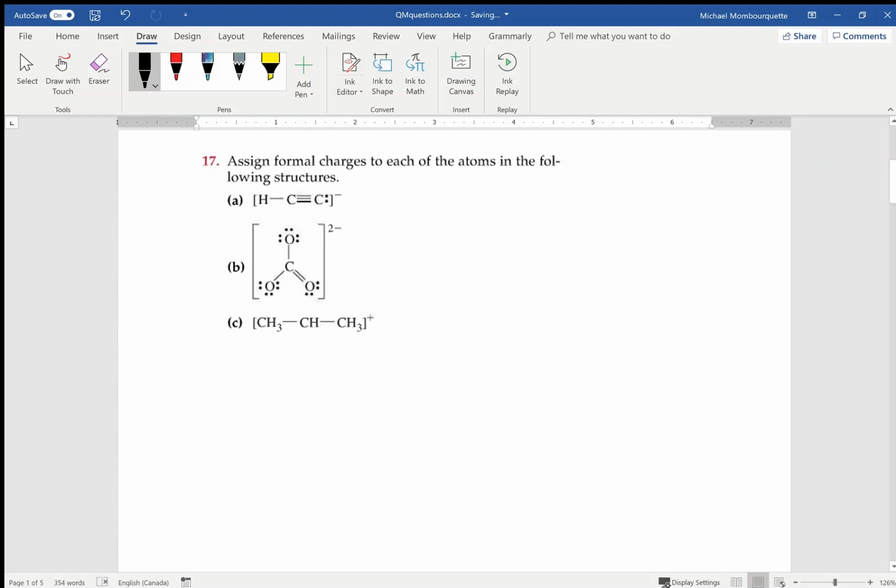If we move now on to the next question, assign formal charges to each of the atoms in the following structure. When we're drawing Lewis structures, we really should have that table of valence and hypervalence at our fingertips. So I'm going to draw it out right here. So we have 1, 2, 3, 4, 5, 6, 7, 8. That's the columns of the periodic table. And the valences are 1, 2, 3, 4, 3, 2, 1, 0.